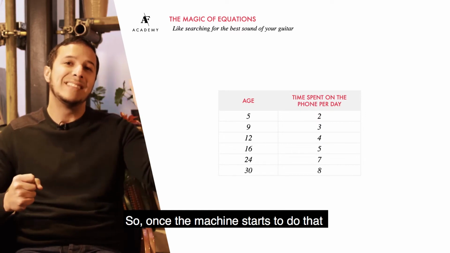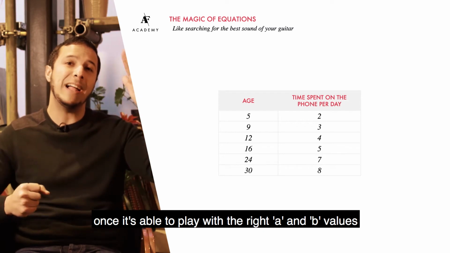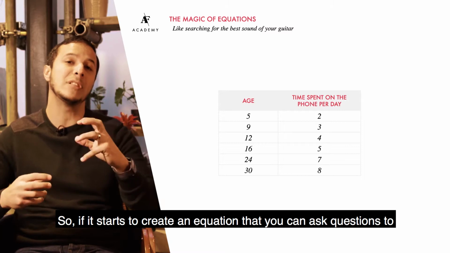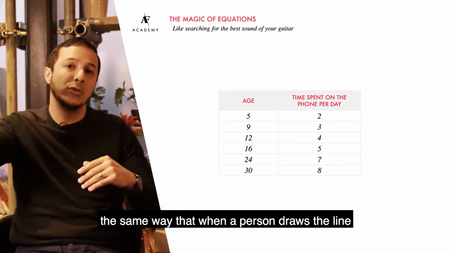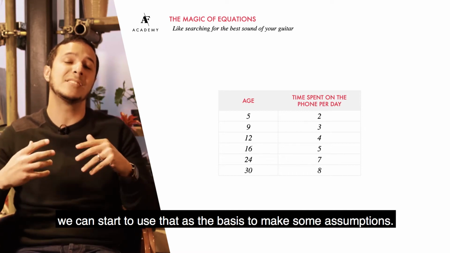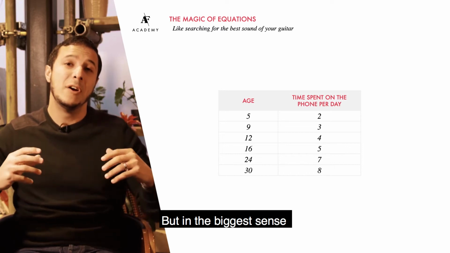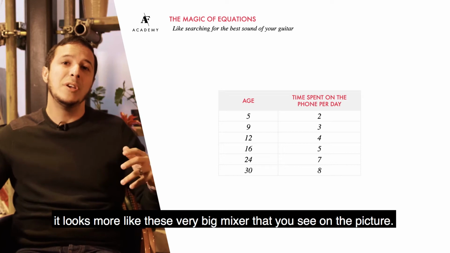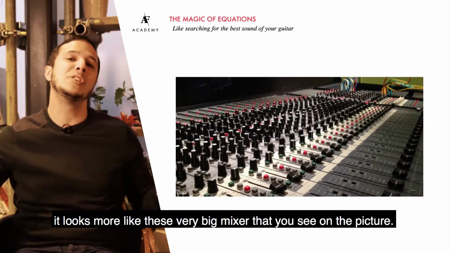So once the machine is able to play with the right a and b values, it starts to create an equation that you can ask questions to, the same way that when a person draws that line, we can use it as the basis to make some assumptions. But in the bigger sense, instead of just those a and b values, it looks something more like this very big mixer that you see in the picture.